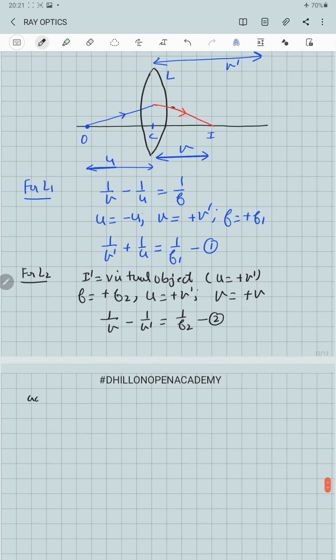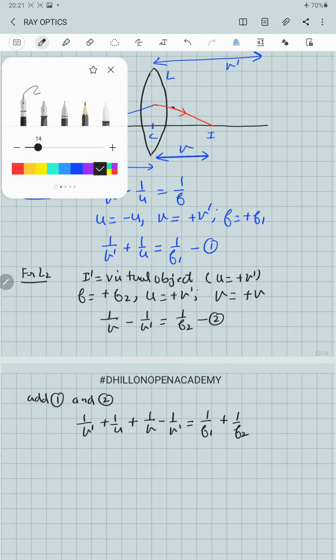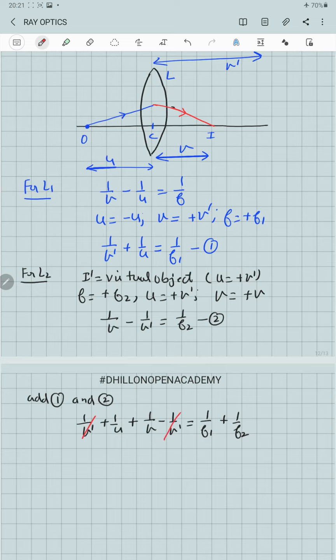If we add equation 1 and the second equation, we have 1 by v dash plus 1 by u plus 1 by v minus 1 by v dash equal to 1 by f1 plus 1 by f2. So 1 by v dash and 1 by v dash get cancelled. We have 1 by u plus 1 by v equal to 1 over f1 plus 1 over f2. This will be our third equation.